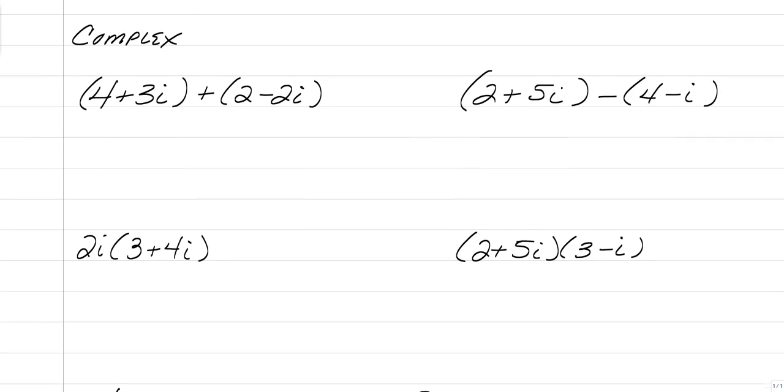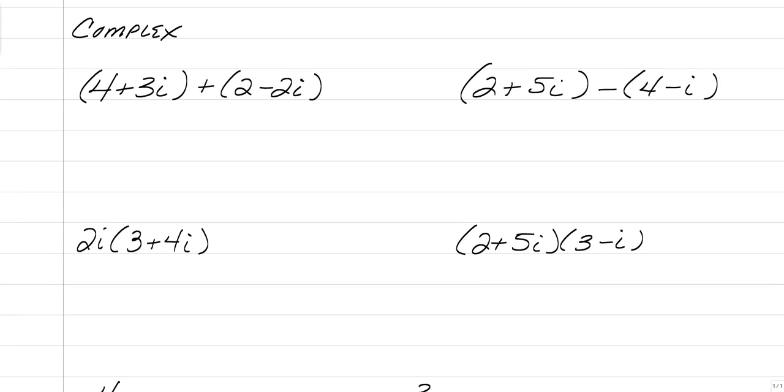So let's talk about how we work with them. When you work with imaginary numbers, you treat it in a way like a variable, but you have to remember that it's also a number. So when you're just adding and subtracting, it's just like combining like terms. So you have 4 plus 2, that would give you 6, and 3i plus a negative 2i would give you just plus 1i. So when you're adding and subtracting, that part does not change much.